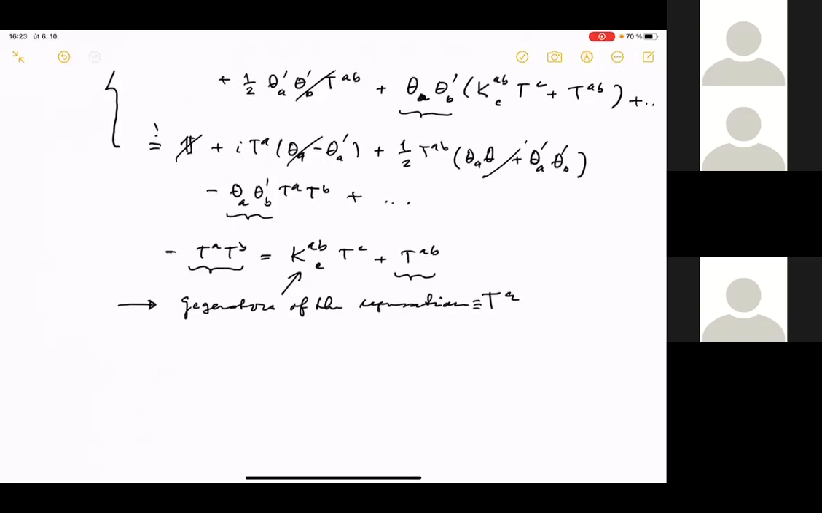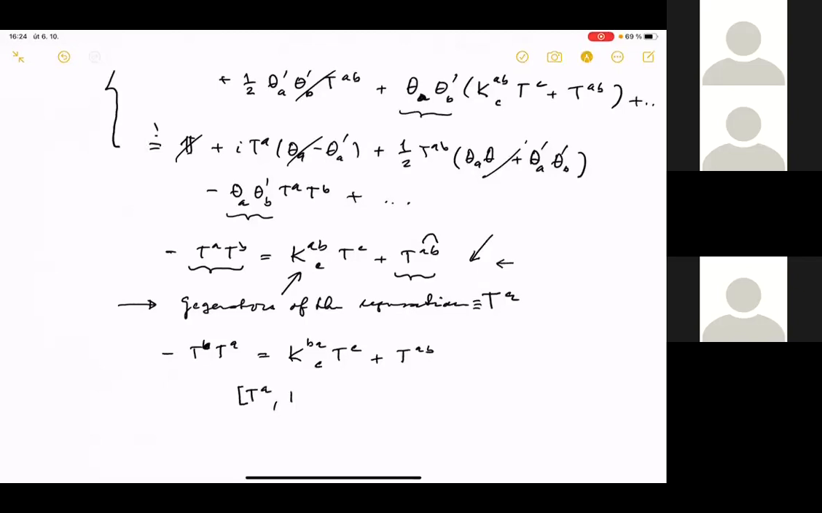And these generators obey a very well-known commutator algebra, which can be derived from this equation. We simply know that this T_AB must be symmetric, because these were the terms which describe the quadratic terms in the expansion. So we can write this equation and the analogous equation with A and B interchanged. So we get minus T_B T_A, which is K_BA^C T_C plus T_BA, but this is the same as T_AB due to symmetry. And if we subtract these two expressions, we obtain the following relation.